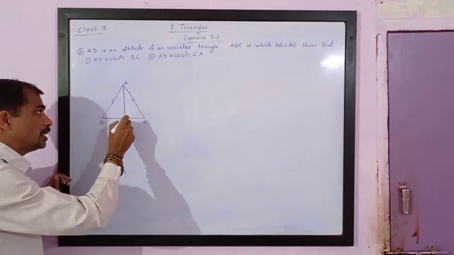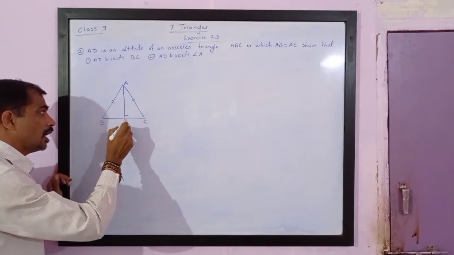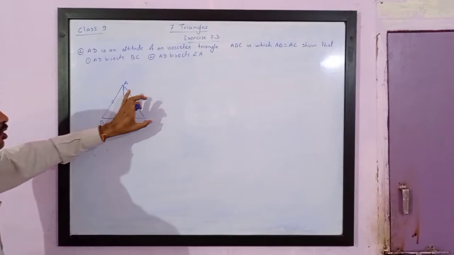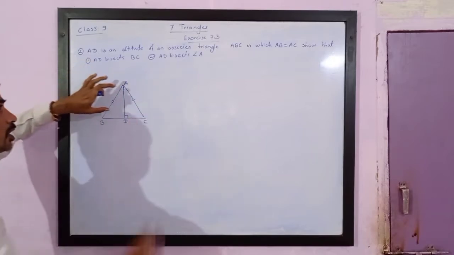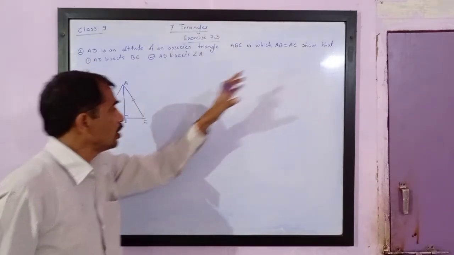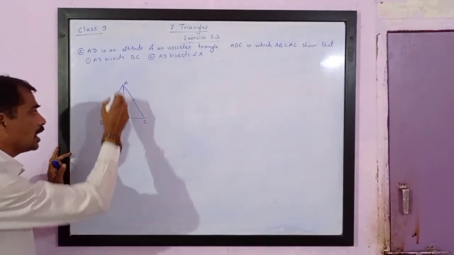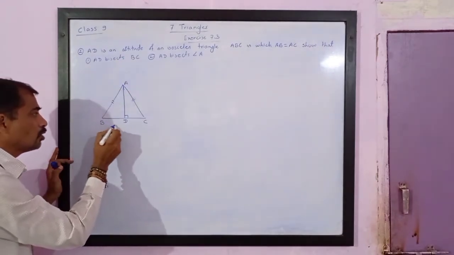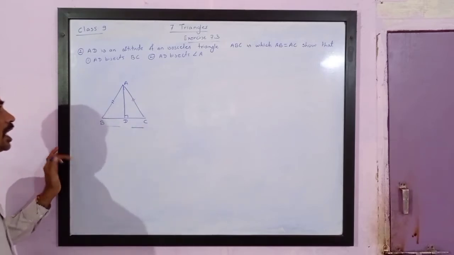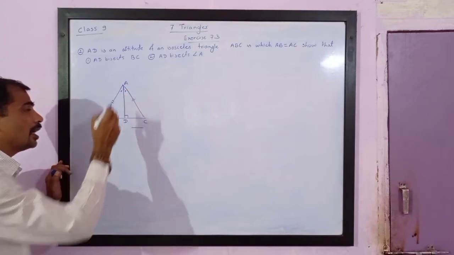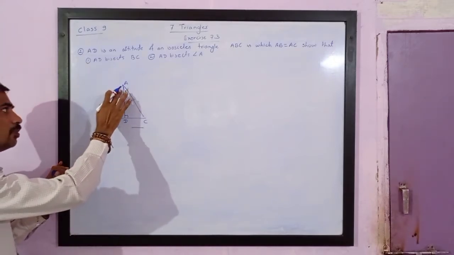So AD is altitude of the triangle ABC, and ABC is an isosceles triangle with the sides AB equal to AC, in which AB equal to AC. This is given to us. Show that AD bisects BC, means we have to show that BD is equal to CD, and AD bisects angle A as well. This is what we need to prove.